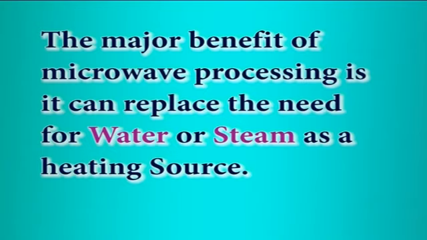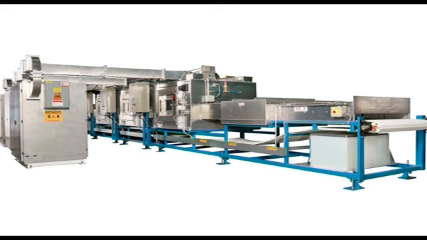The aim of using microwave processing in preservation is to deliver a more homogeneous heat treatment at a faster rate than conventional heating. In general, and in pasteurization or sterilization in particular, such fast flow of heat is an added advantage as the time of heating can be brought down. The major benefit of microwave processing is that it can replace the need for water or steam as a heating source. Therefore, it is possible to manufacture continuously rather than batch-wise.